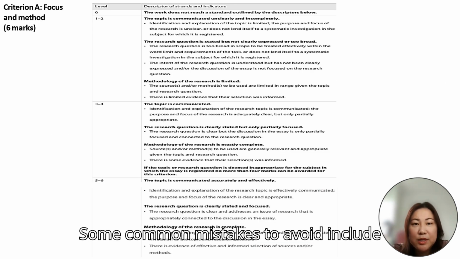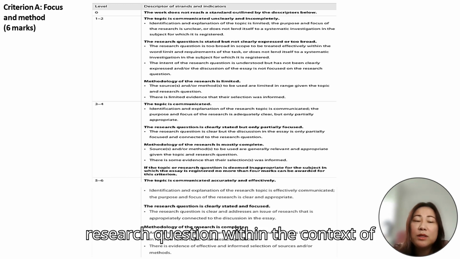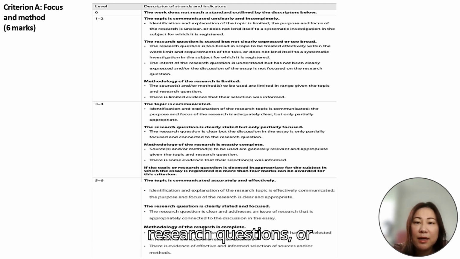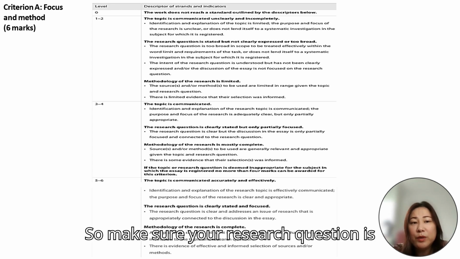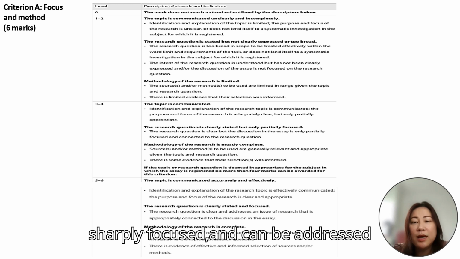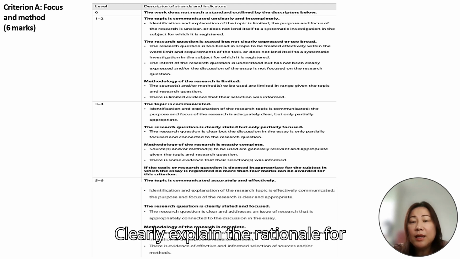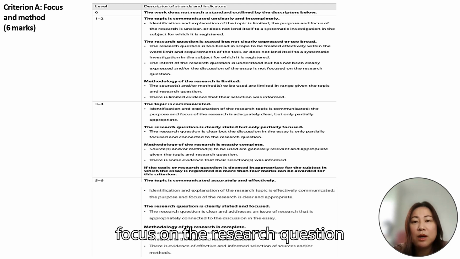Some common mistakes to avoid include choosing a topic and a research question in a subject other than chemistry, not setting the research question within the context of the topic, stating multiple research questions, or having a question that's just too broad. So make sure your research question is sharply focused and can be addressed within the 4,000 word limit. Clearly explain the rationale for choosing your methodology and maintain focus on the research question throughout the essay.